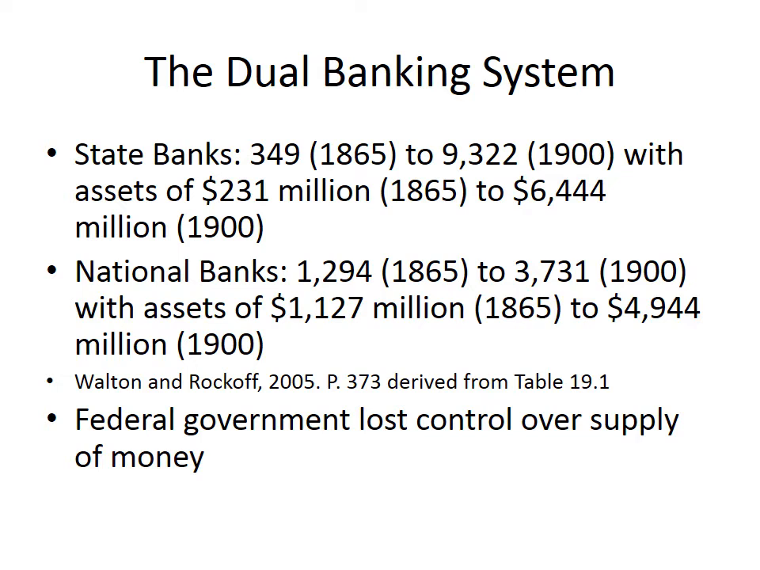You can do that on your own. But it's a massive increase. You're talking about a 3,000% increase in banks, with assets going from 231 million to 6.4 billion. Okay, so you have a massive increase in bank liquidity.